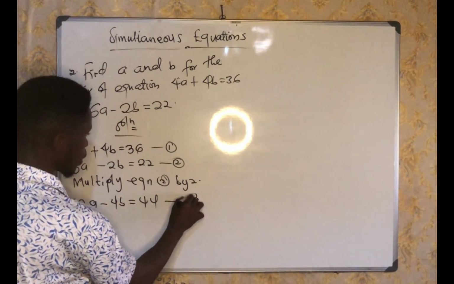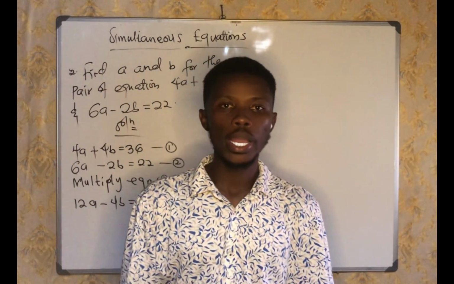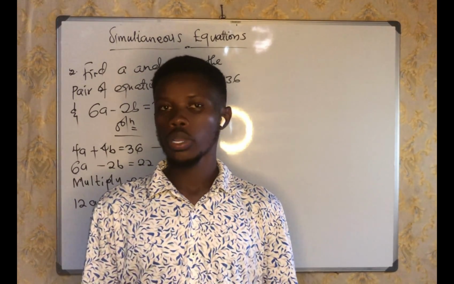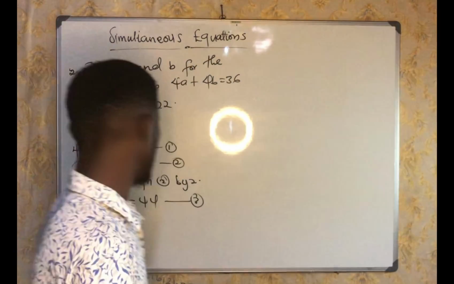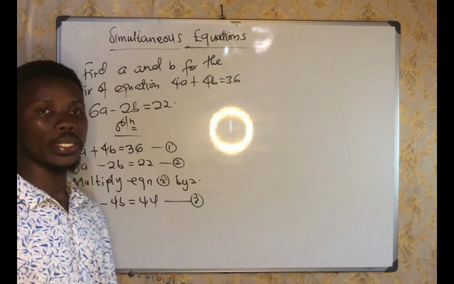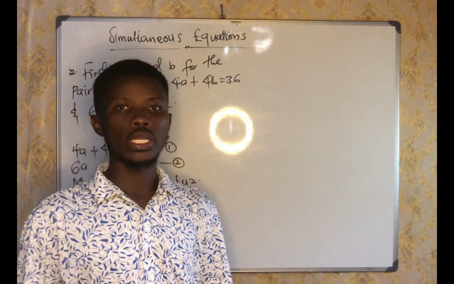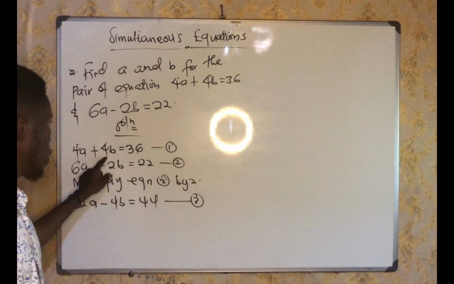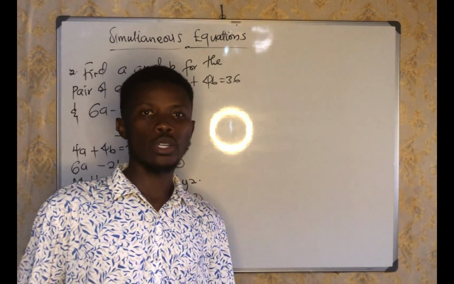Now let's name this one equation number 3. When I multiply through, I have to affect all the terms in equation 2, not the first one, which is not the one I want to change. Is that okay? I have to affect everything. So now we can see that equation 3 and equation 1 have something in common. That is the b. In equation 1 we have 4b, in equation 3 we have 4b. But this is negative 4b, this is positive 4b, they are in opposite signs.